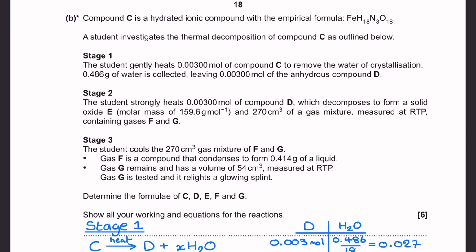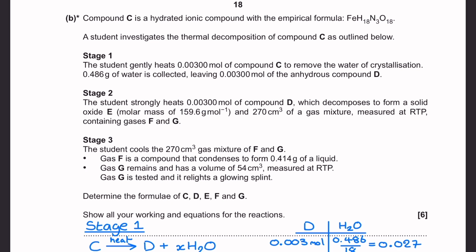Moving on to the final question, and it is level of response. It's very familiar. We've got a hydrated ionic compound called compound C, and we've got its empirical formula of FeH18N3O18. We're told that a student is investigating the thermal decomposition of compound C as outlined below, and then you've got a series of stages with loads of structures therein, each allocated a letter, and the goal of the question is to determine the formulae of the lettered structures C, D, E, F, and G. You need to show all your working and equations for the reactions.